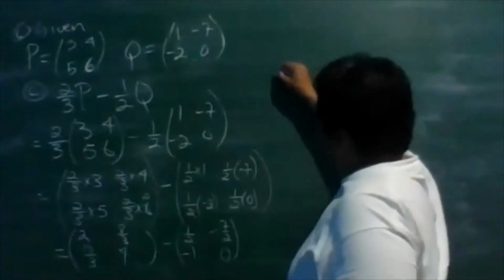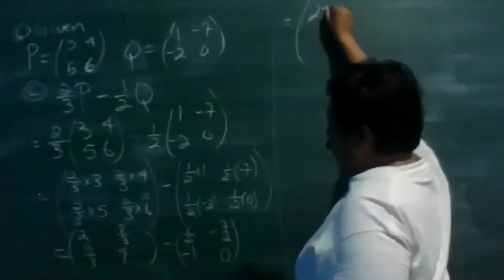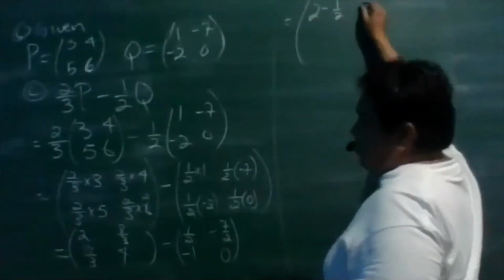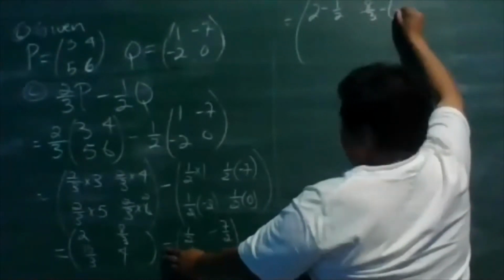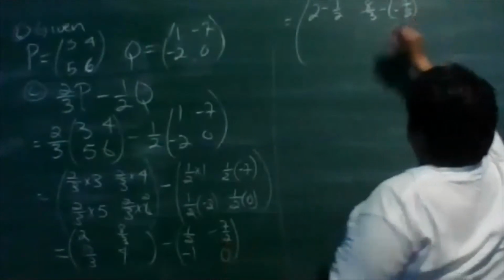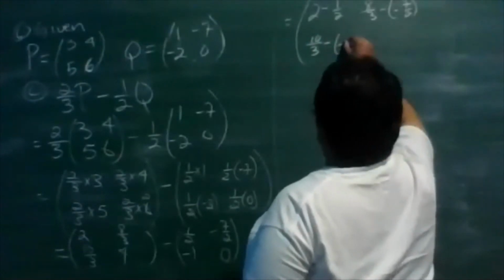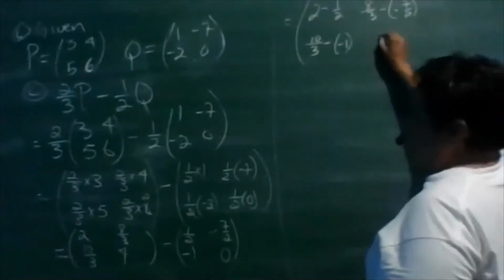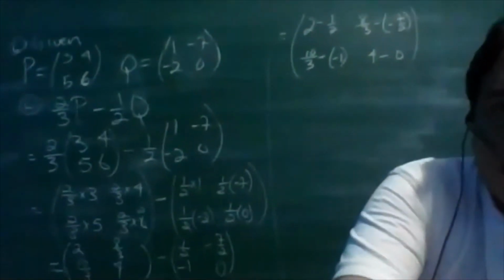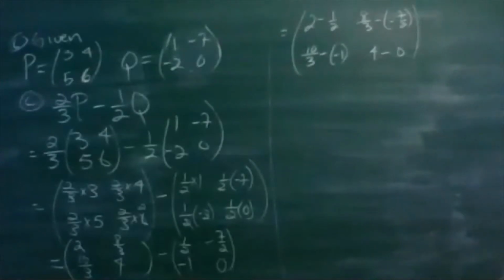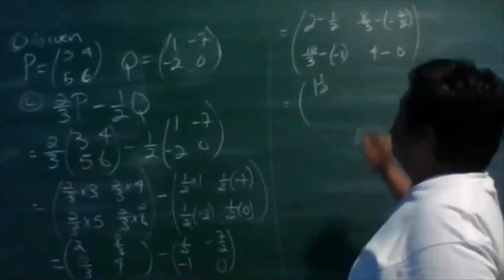Subtract. So we say 2 minus a half, 8/3 minus a negative 7 halves, 10/3 minus negative 1, and 4 minus 0. So 2 minus a half is 1.5.